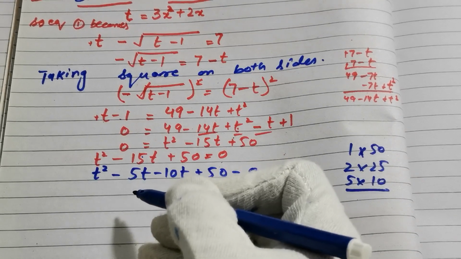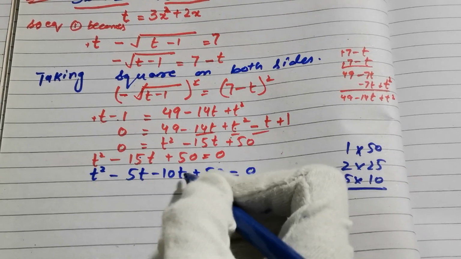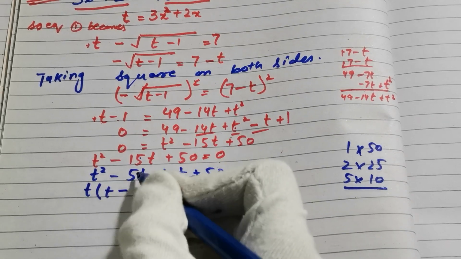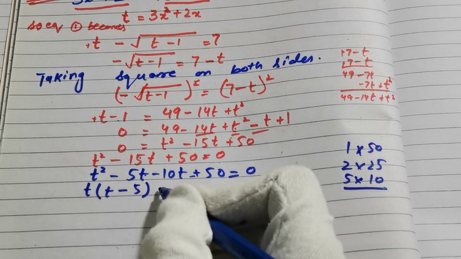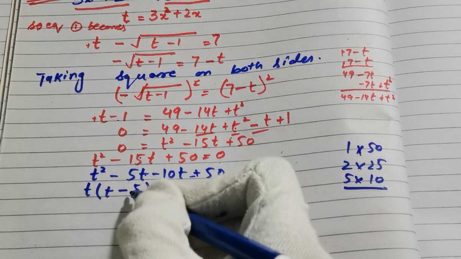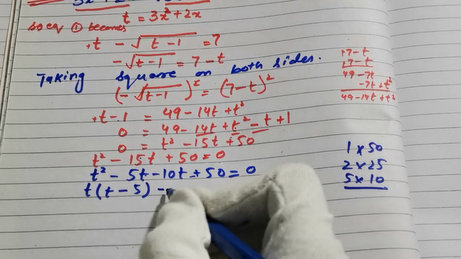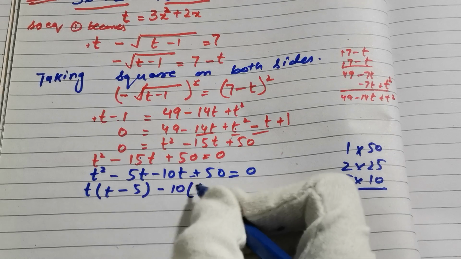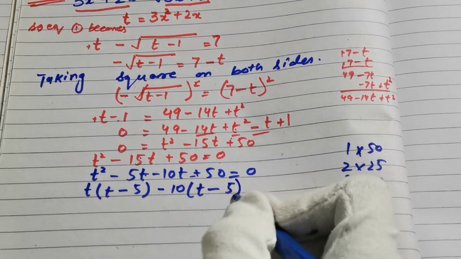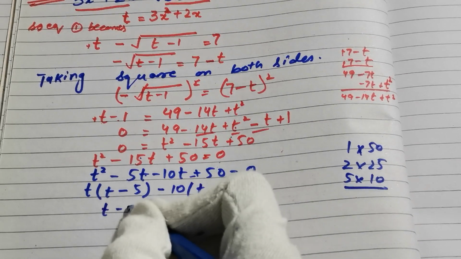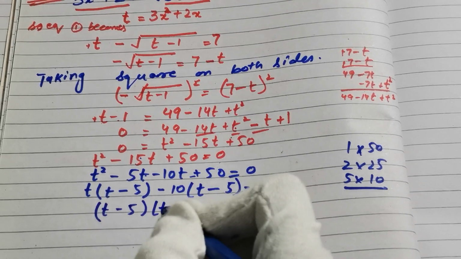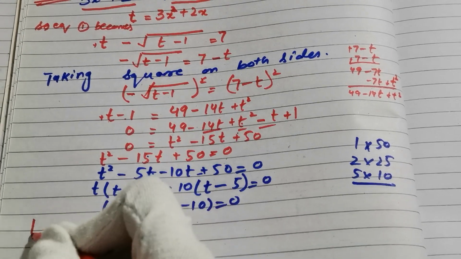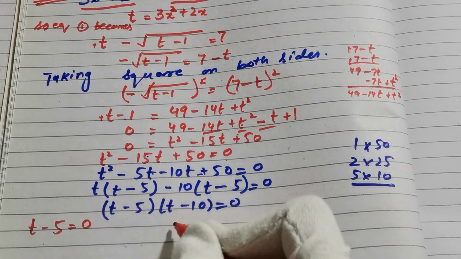Now after breaking the middle term, we take common. t is common, 1t is left; minus 5 is common, t is left. This is plus 10 and this is negative, so we take negative common: minus 10, and t is left, 5 tens are 50, equal to 0. So (t − 5)(t − 10) = 0. Now first of all we put t − 5 = 0.